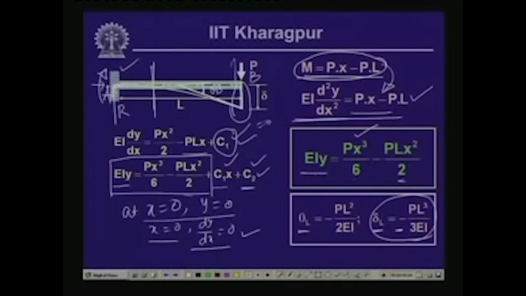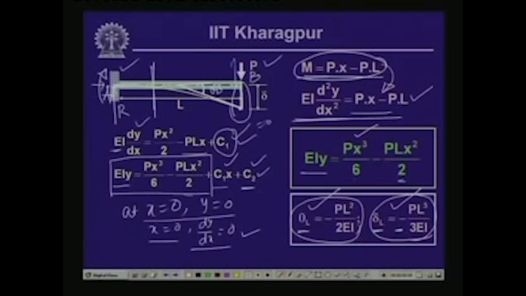Now, the value of theta b or theta L at x equals L, if we substitute here in dy by dx, since C1 is equal to 0, it will be PL square by 2 minus PL square. So, that will give us PL square by 2, and if we divide by EI, then theta is equal to PL square by 2EI. So, this is the value of the slope of the elastic curve at the free end, and this is the value of the deflection of the free end of the beam, which is subjected to a concentrated load.